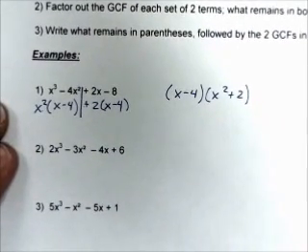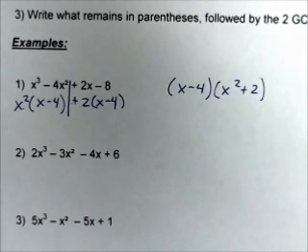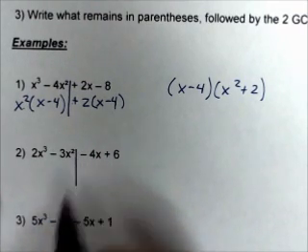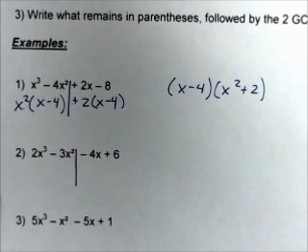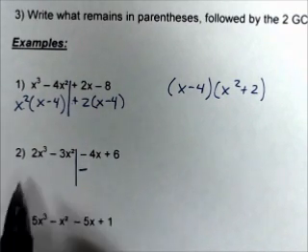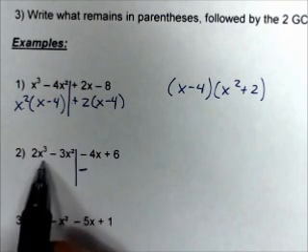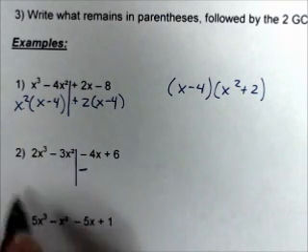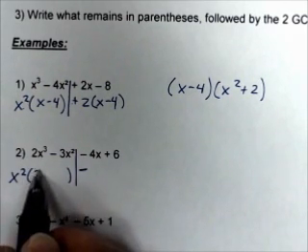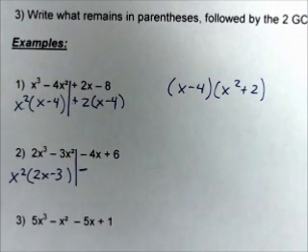Next, number 2, 2x to the third minus 3x squared minus 4x plus 6. Group the first 2 terms, so draw a line after the second term of the 4. Copy down the operator. Now, what's the greatest common factor of 2x to the third minus 3x squared? It's simply x squared. Factor out x squared, and we get 2x minus 3 in parentheses.